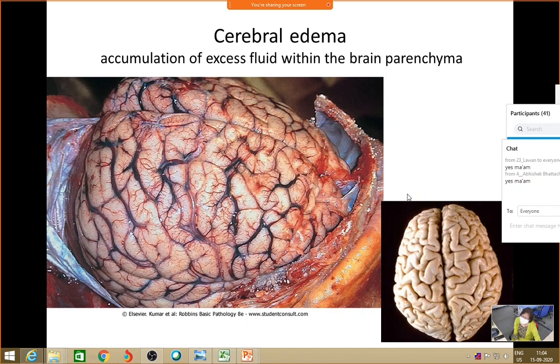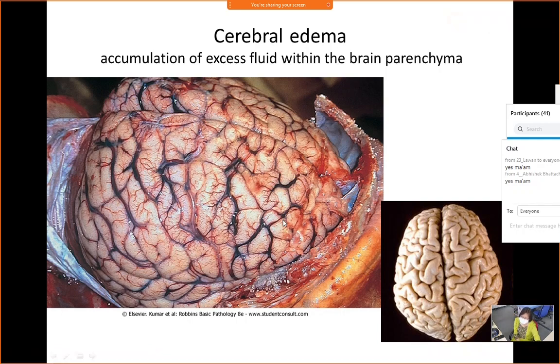Cerebral edema means there is accumulation of excess fluid within the brain parenchyma. There are two pictures here. In this one you can beautifully see the sulci and the gyri. But here the brain looks a little enlarged, swollen up, and you cannot really appreciate the sulci and gyri properly because they seem to be merging and it has become smooth. So this is a sign of cerebral edema. These are all autopsy pictures.